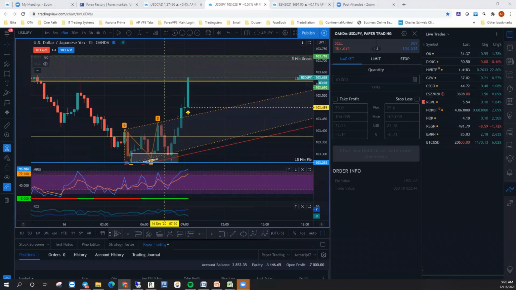Strong move up on the U.S. yen today. Here would be the target.